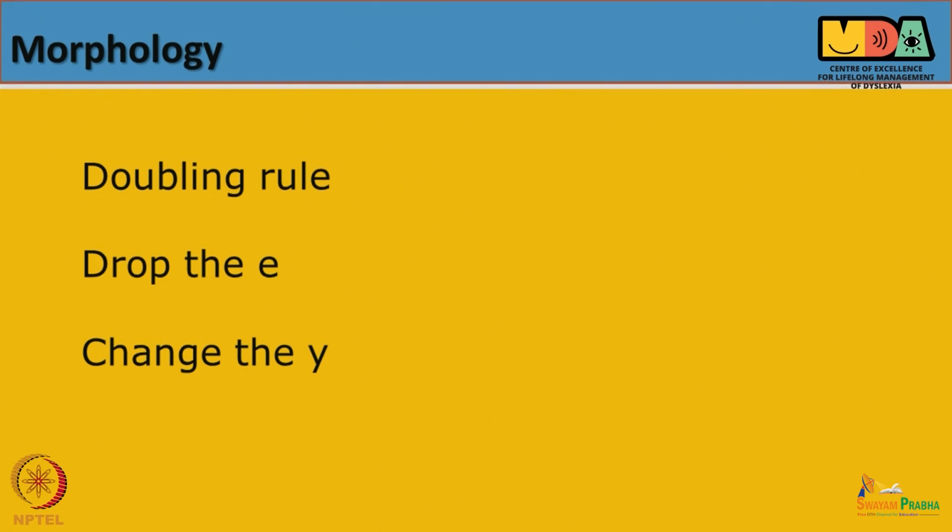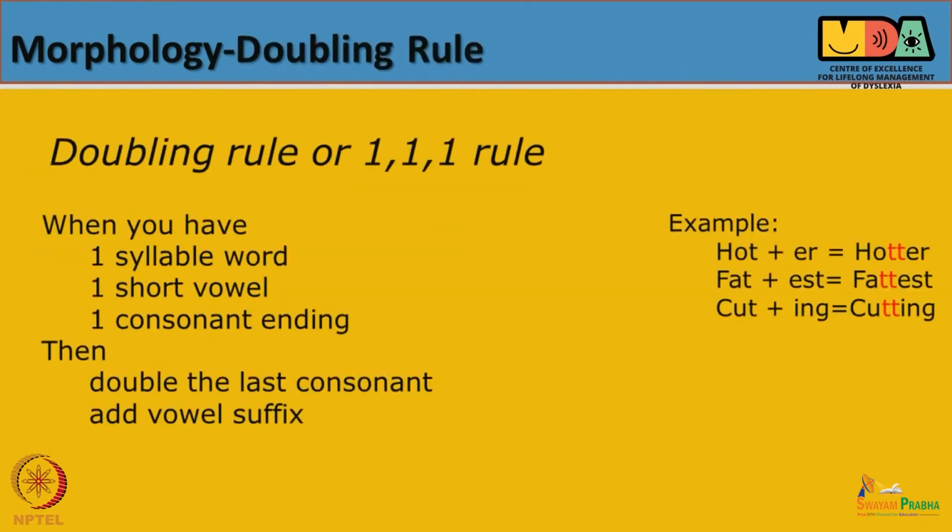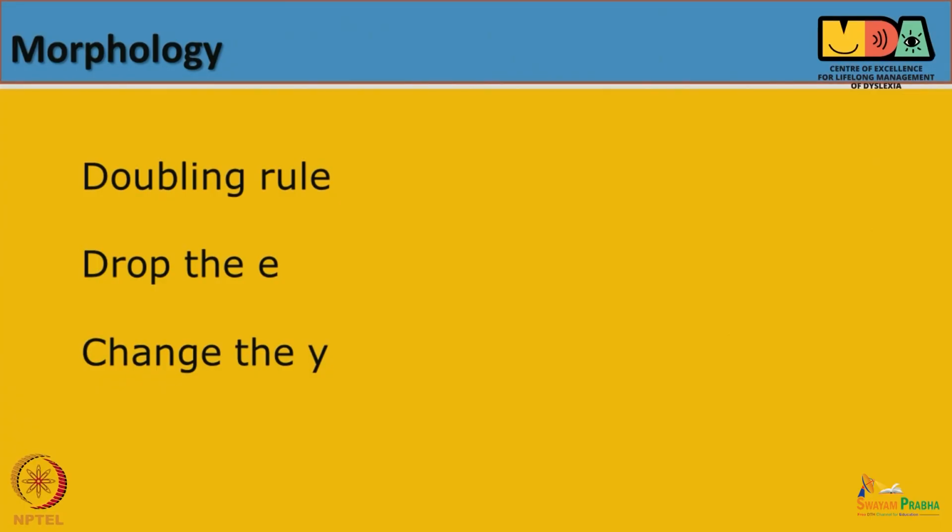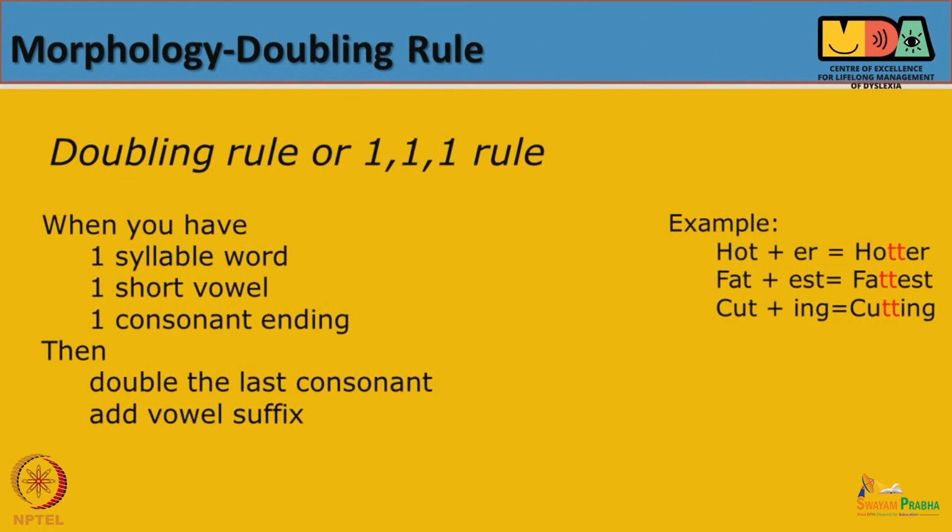The first rule is the doubling rule or the 1-1-1 rule. The rule goes like this. When you have a word with a single syllable, with a single vowel in the middle, ending in a single consonant, then in order to add a vowel suffix, you double the last consonant.